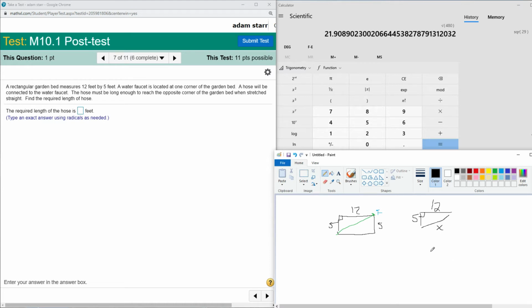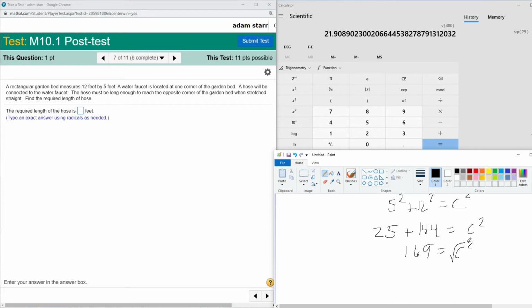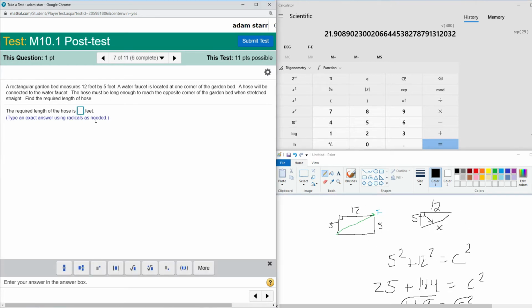So again, Pythagorean theorem. We have to identify which side of this triangle is the hypotenuse. So my right angle is here. Opposite that right angle is my x. So it's asking to find the hypotenuse here. Okay, so my a squared, 5 squared, plus b squared equals c squared, or x squared. 5 squared is 25. 12 squared is 144. 25 plus 144 is 169 equals c squared. To solve for c, I'm going to square root both sides, and the square root of 169 is 13. So the length of this hose would be 13 feet.